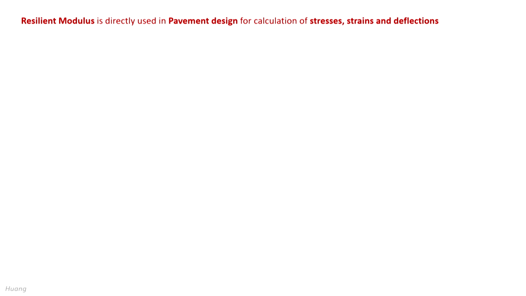As I mentioned, resilient modulus is directly used in pavement design for the calculation of stresses, strains and deflection, and that is why we are interested in finding the resilient modulus. For cohesive material the response is typically different from what we expect for a cohesionless or granular soil. So, the granular materials which we use in the base and sub-base are typically tested using a different mode, which means the way I consider the parameters in the test differs from what we typically do for cohesive soil.